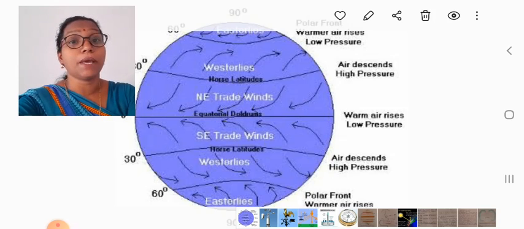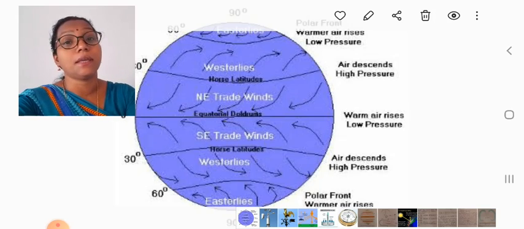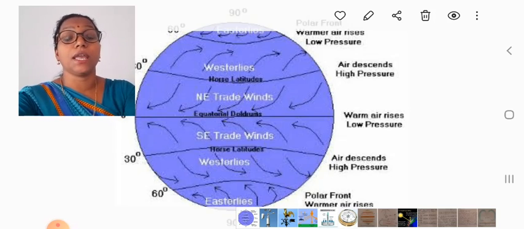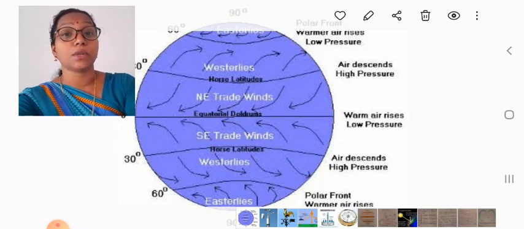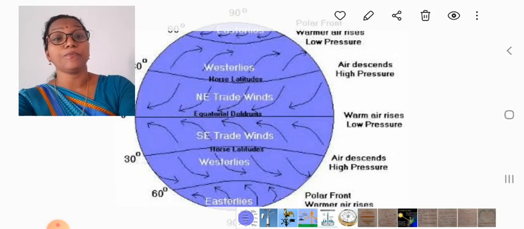The important permanent winds are trade winds or the easterlies, westerlies, and the polar winds. First of all, we are going to study about the easterlies or the trade winds. They blow from the east direction.